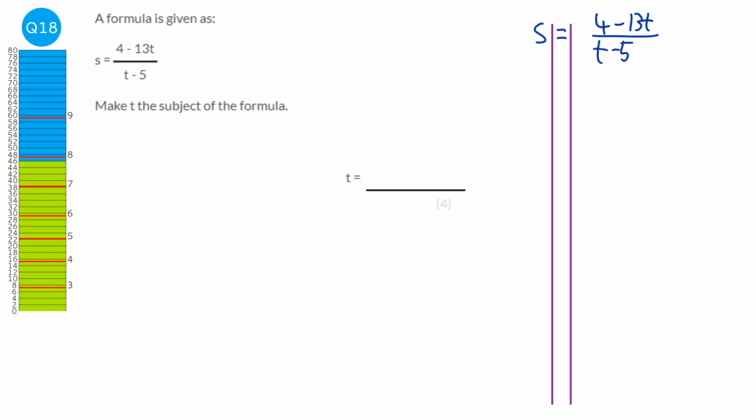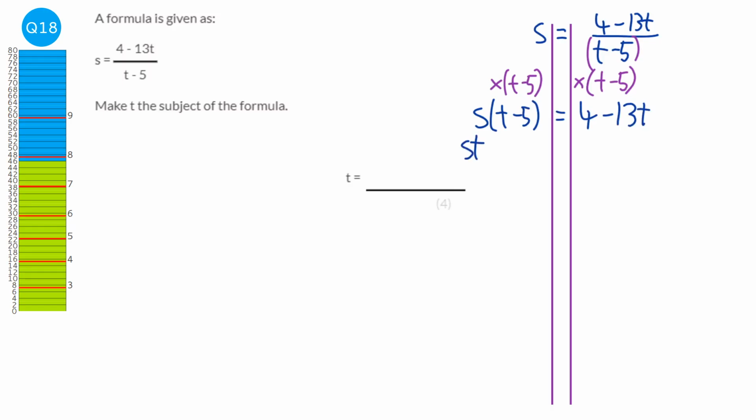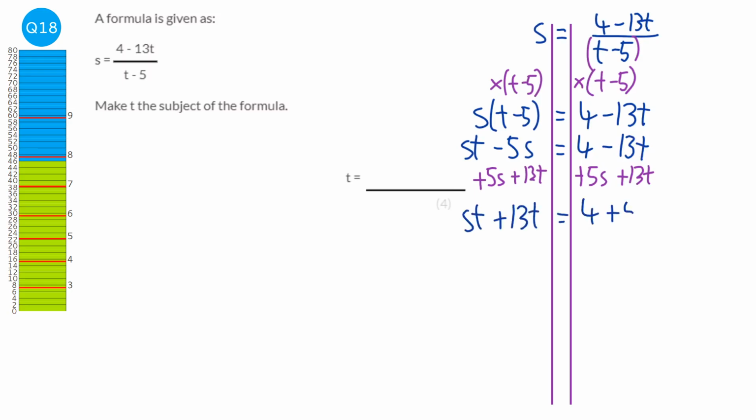Okay, so the first thing I need to do is get rid of this fraction. Always get rid of any fractions. I'm going to do that by multiplying both sides by t minus 5. So we're going to end up with s brackets t minus 5 equals 4 minus 13t. I'm going to break open those brackets just by multiplying them out. So it's st minus 5s equals 4 minus 13t. The objective here is to get all the t's on the same side. So I'm going to add the 5s and I'm going to add the 13t. And so effectively we're just moving this to the other side and this to the other side. So we're left with st plus 13t equals 4 plus 5s.